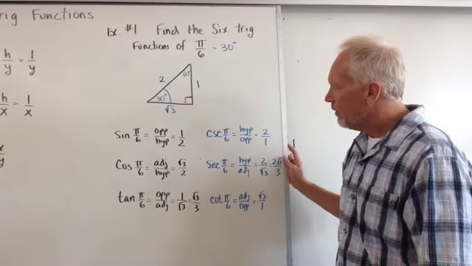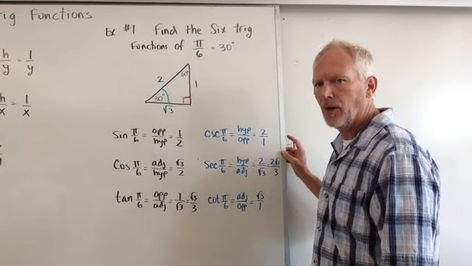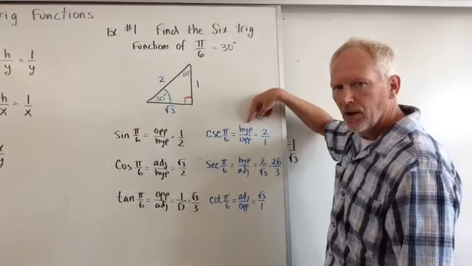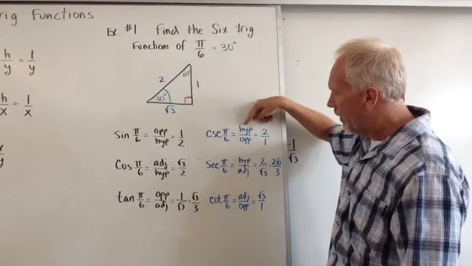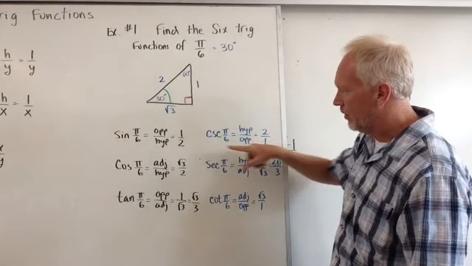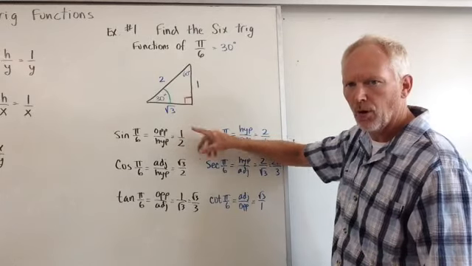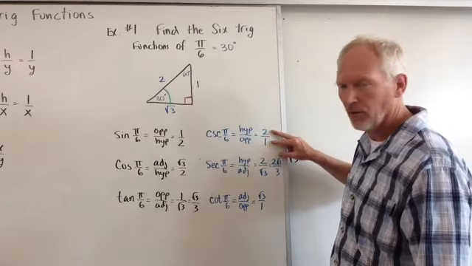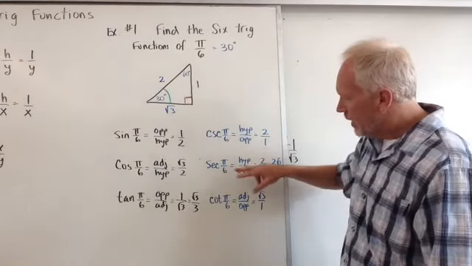All right? Finally, we have cosecant. Cosecant is the hypotenuse over the opposite. So that was the reciprocal of 1 over 2. So we get 2 over 1.